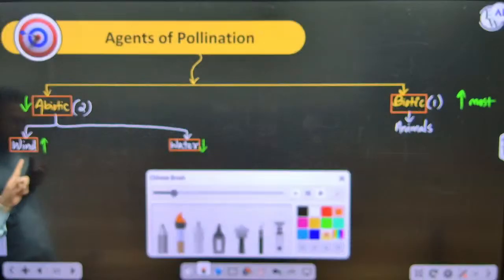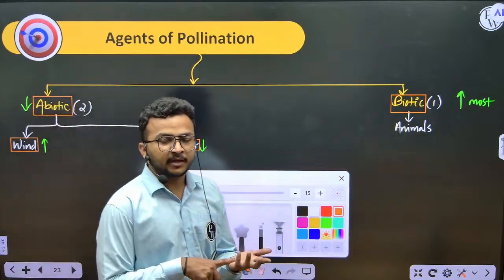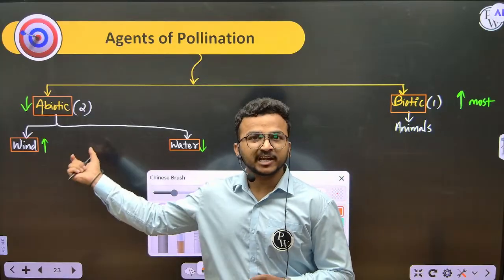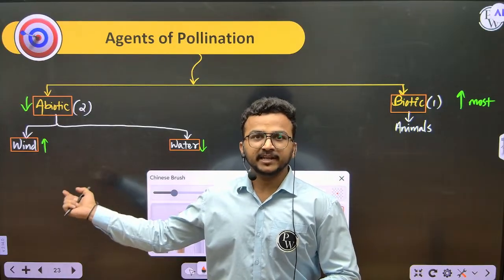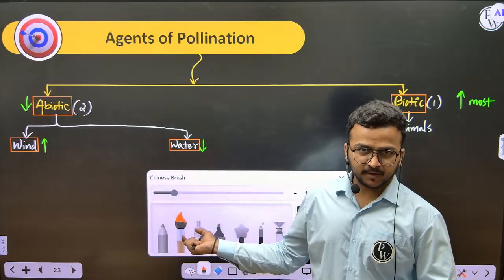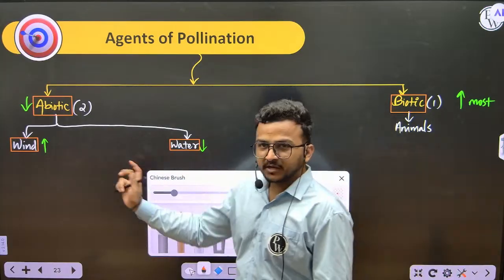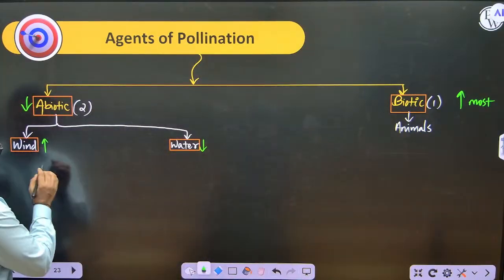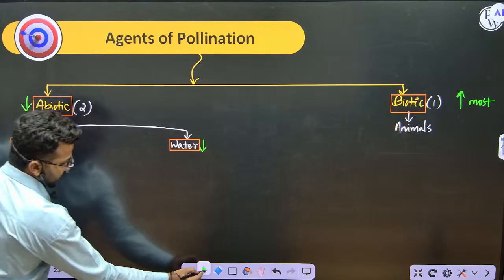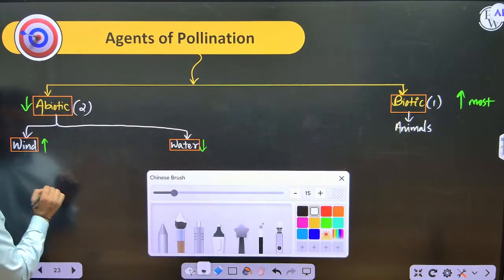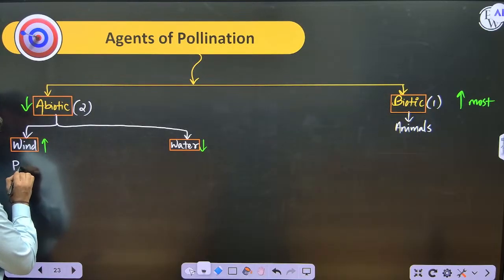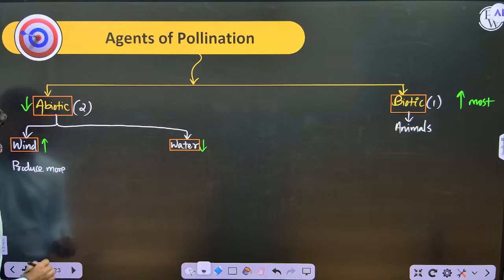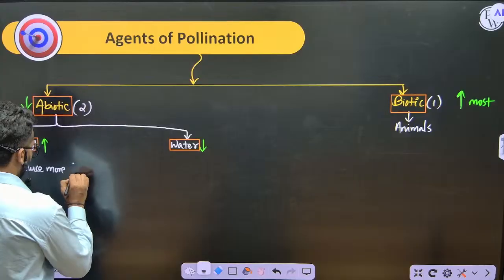So here, wind pollinated means how the flowers will be and how the plants will be. We need to discuss the features of wind pollinated flowers, water pollinated flowers, and biotic ones. First we'll go one by one. In the case of wind pollinated flowers, how will the flowers be? Wind pollinated flowers will produce more pollen grains.